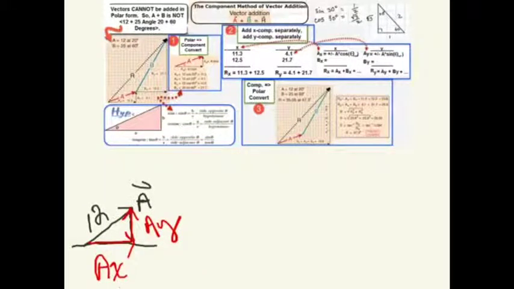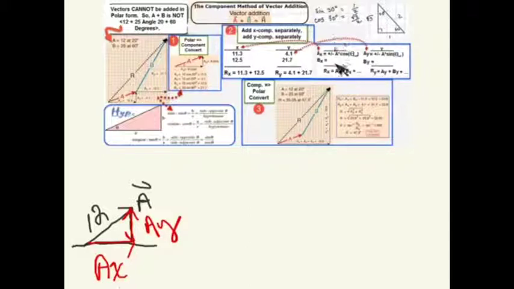Let's do an overview of the component method for vector addition in 2 dimensions. The problem is you cannot add vectors in polar form. You must convert from polar to x and y components. Those can be added algebraically: x components separately, y components separately.